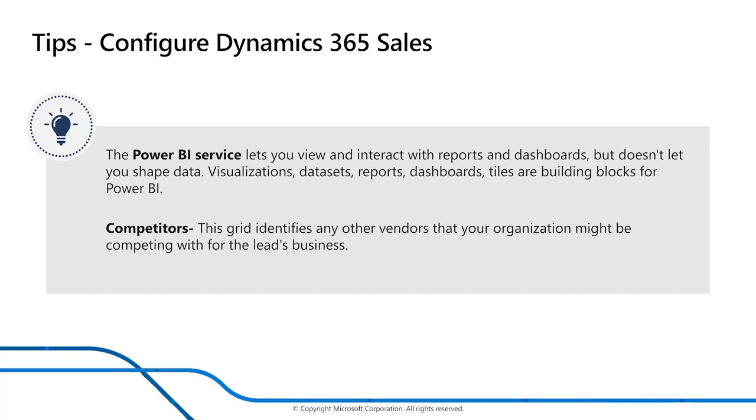Now we're just going to take a look at competitors here. This grid identifies any other vendors that your organization might be competing with for the lead's business. Again, think about that. As part of the sales process, when you're engaging with the lead, you might become aware of the competitors. If you record that information, you can then start to develop a map or an understanding of how the competitors tackle their leads. That will give you a chance to be able to compete against that.